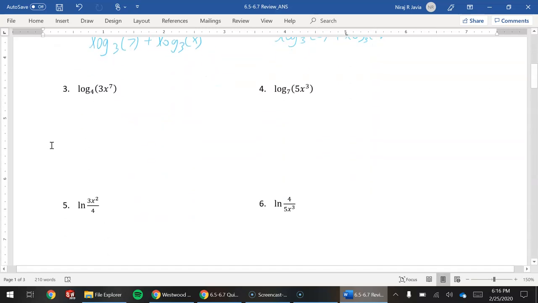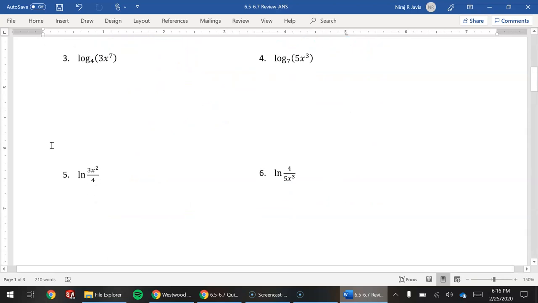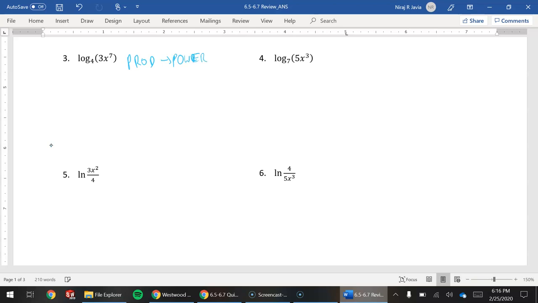So, number 3, we are going to use what we call the product property because it's being multiplied. And then the power property because we have something to the power. The reason why we use the product first and not the power property is because the 7 is x to the 7th, not 3 to the 7th. If that 7 was outside, that means it's 7 to the whole thing, 3 and x. But because the 7 is on the inside, just like we have here, we do the product. And then we go to power.